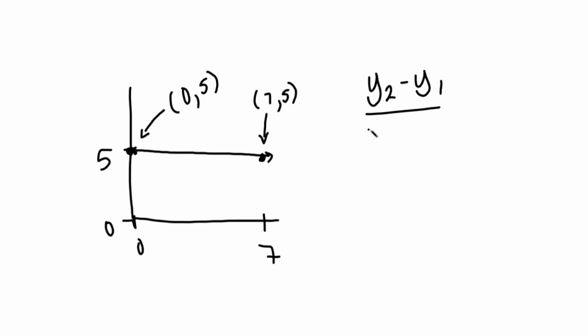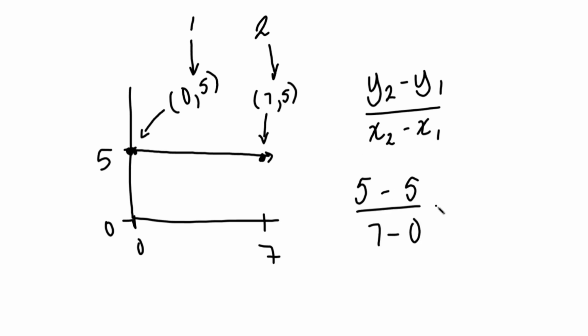So let's write the formula. y2 minus y1 over x2 minus x1. Rise over run. Final versus initial. 2 is always the right one, the final. So this is 2, because it's the more right one. And 1 is always the more left one. So let's just plug in these coordinates. 5 minus 5 over 7 minus 0. So as I go, 0 over 7, 0 divided by anything is 0. So the slope is 0.